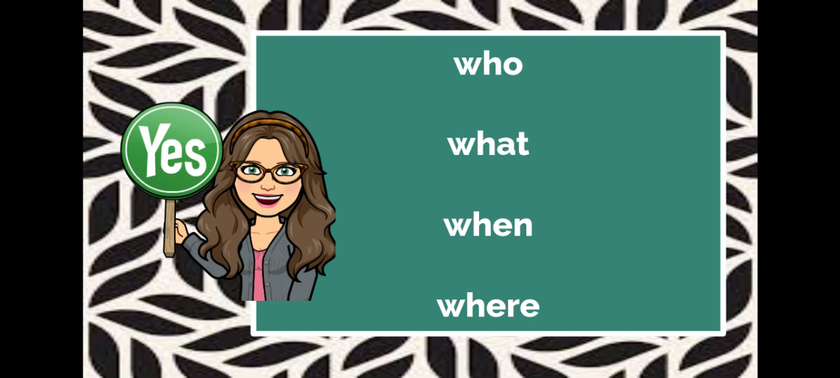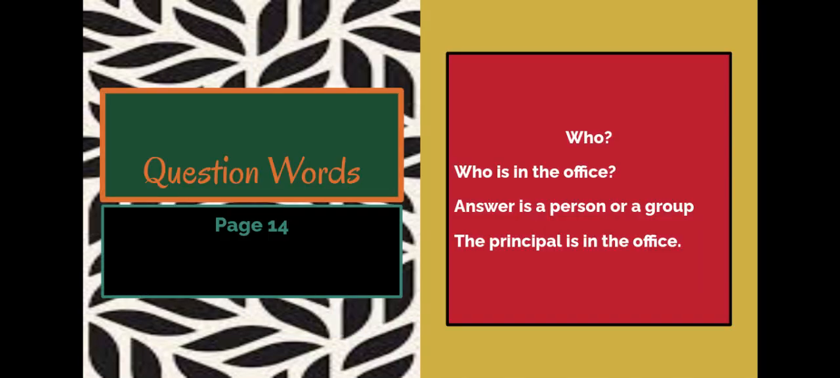Let's practice answering questions orally. Listen to this question. Who is in the office? Looking at the chart, because the question is a who question, I know the answer will be a person or a group. For example, it could be the principal, the orchestra, you, or Mrs. Smith. Who is in the office? I will answer that with information about a person. The principal is in the office.